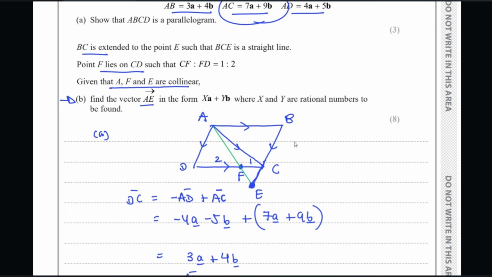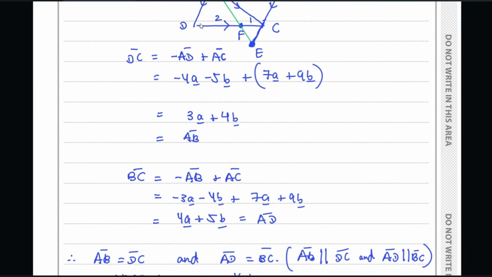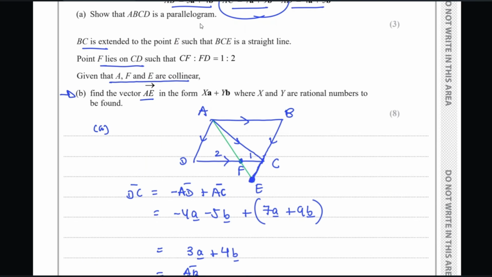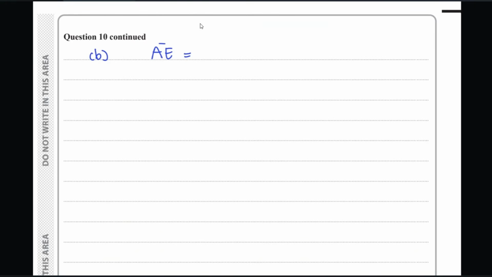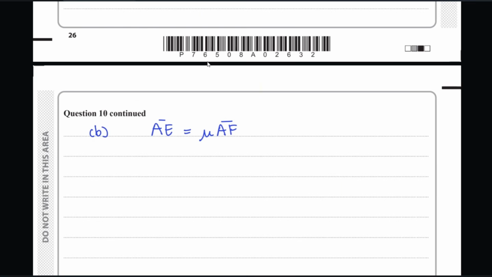So to do that, we need two different routes. So we can go from A to E. AE can be written as an extension of AF. Let's write that down. Vector AE is an extension of vector AF. So vector AF and vector AE are parallel. So we can say AE is equal to mu times vector AF, where this mu would be larger than 1 point something, showing that AE is longer than AF, but we don't know how much longer.